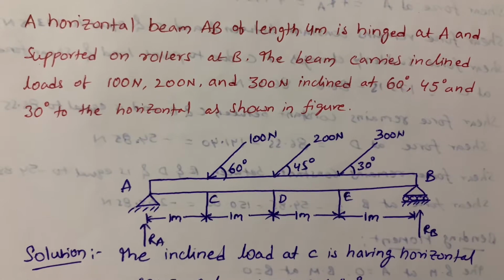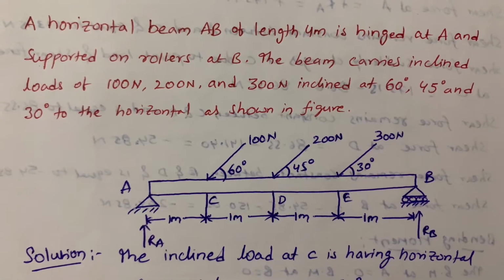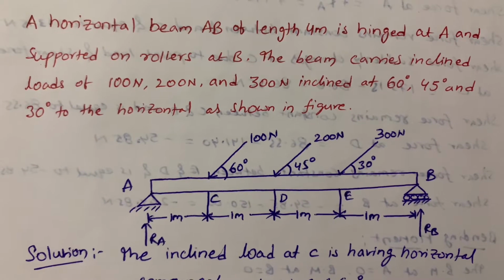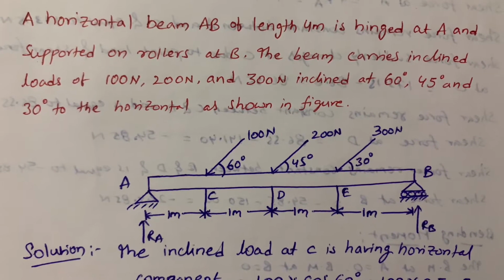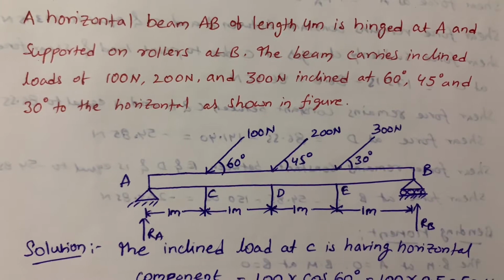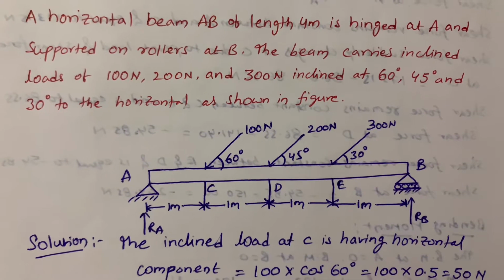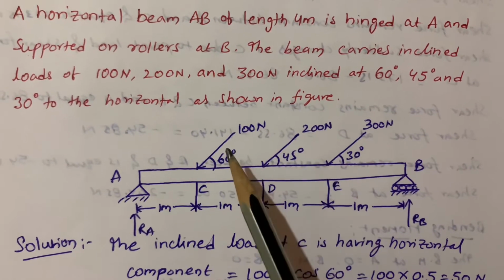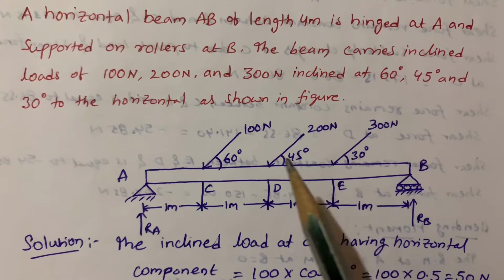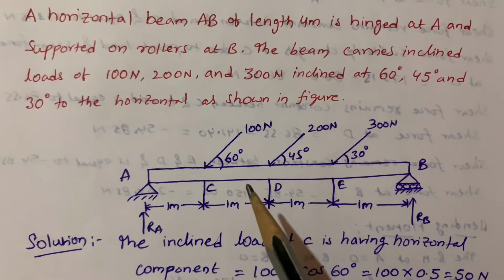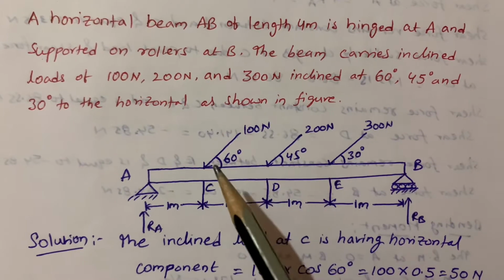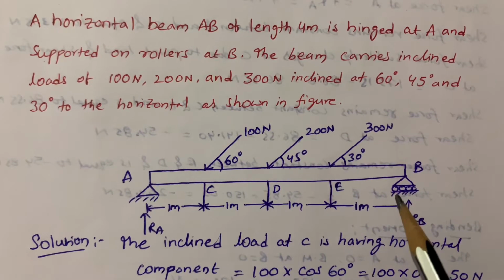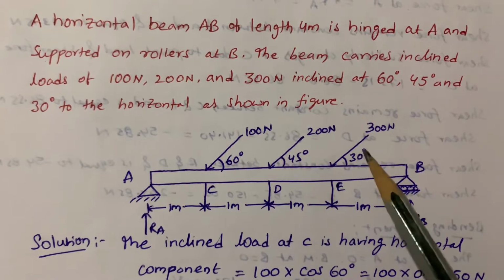Hello everyone. In this video I am going to explain shear force and bending moment diagram for a horizontal beam and thrust diagram also. But here the beam has inclined loads acting. In my previous video I explained cantilever beam with point loads and UDL, but here hinge support and roller support is there and loads are acting inclinedly.